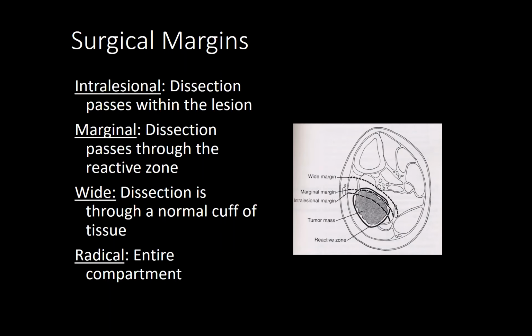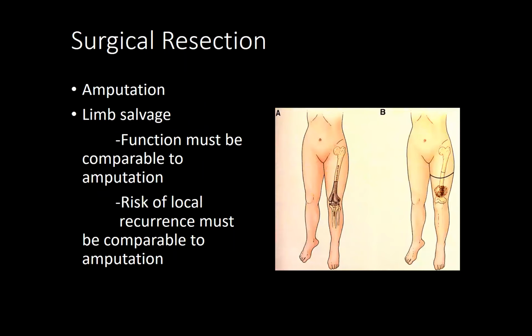So once you've decided what your surgical margin is going to look like, you need to decide what your resection is going to look like. So you have basically two choices. You can do limb salvage or you can do an amputation. And if you're going to do limb salvage, you want to make sure that your function is comparable to an amputation, right? It doesn't make any sense to preserve a limb that isn't any better than an amputated limb. And you want to make sure that your risk of local recurrence is comparable to an amputation as well, right? You cannot sacrifice the oncologic outcome in an attempt to preserve the limb.